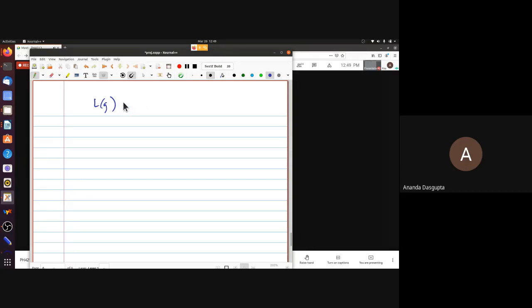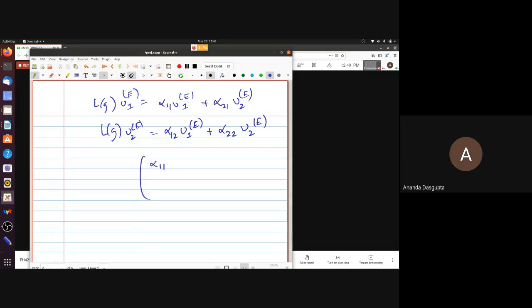What I'm saying here is simply this. The precise numbers that you get here, LG V2E is alpha. So this gives you the matrix alpha 1 1, alpha 2 1, alpha 1 2, alpha 2 2, right? You go down the column. That is why the labeling was done this way. And this gives you DG, a two-dimensional matrix.